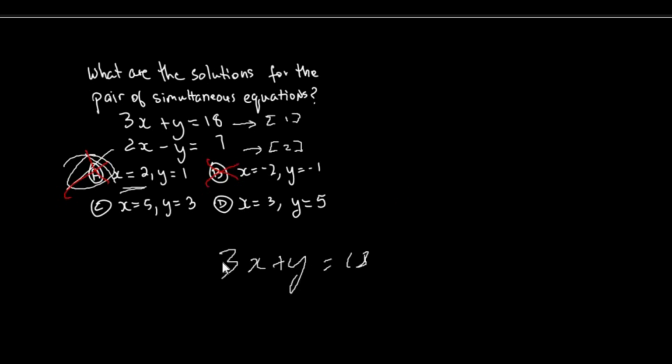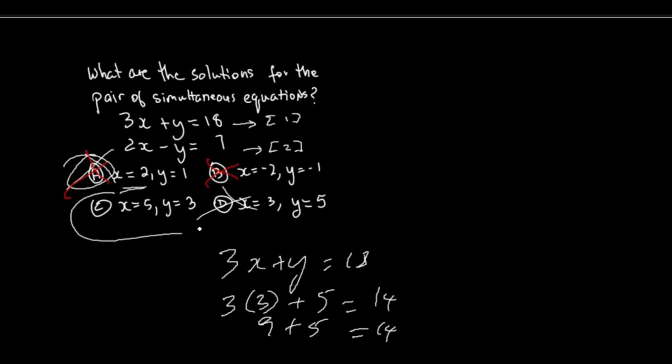Okay, so we have the first equation. Let's put in x equals 3 and see if that works. So we have 3 times x, which is 3, plus y times 5. 3 times 3 is 9, and 9 plus 5 is actually what? What's 9 plus 5? 14. So we definitely did not get 18, so we definitely know that this one is out.